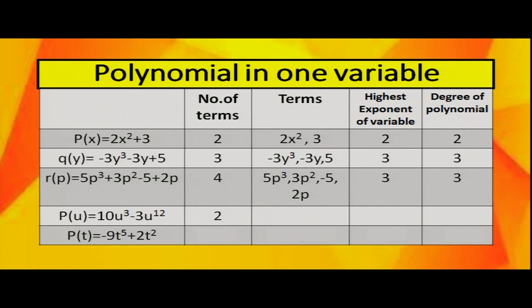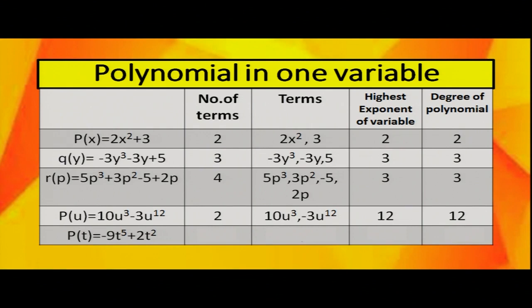10u^3 - 3u^12. So the number of terms is 2, and the terms are 10u^3 and -3u^12. The highest exponent here is 12, so we can say that the degree of the polynomial is 12.